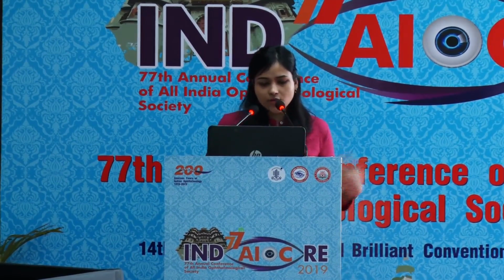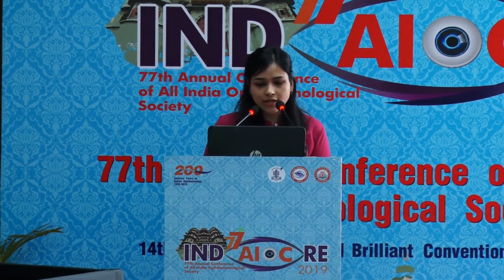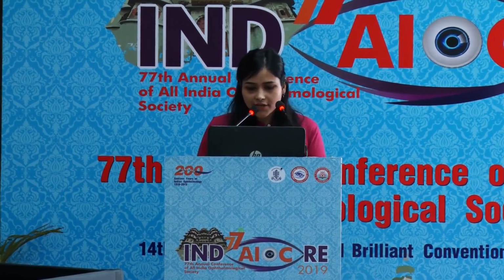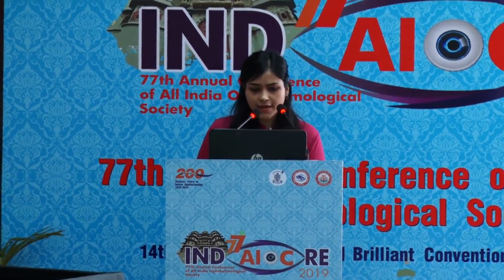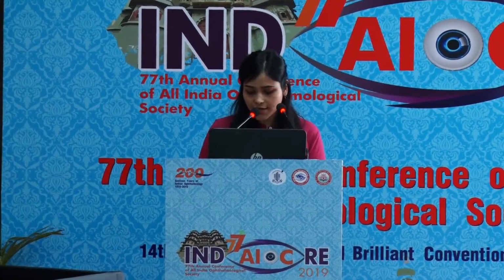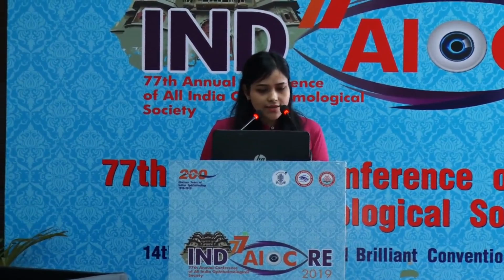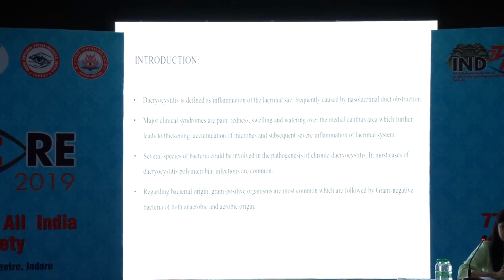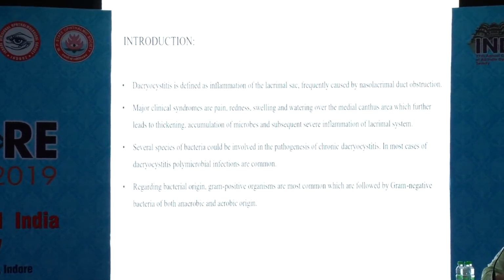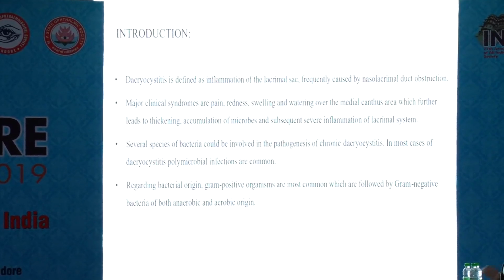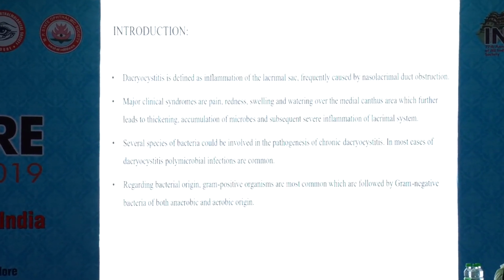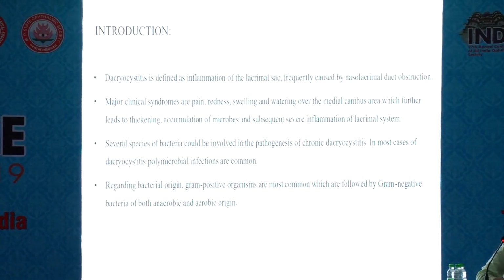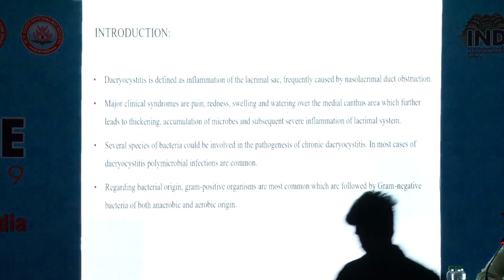I'll be talking about the association between microbiological flora of conjunctiva, inferior nasal meatus and lacrimal sac in patients diagnosed with primary chronic dacryocystitis. As we all know, it is an inflammation of the lacrimal sac and is caused frequently by nasolacrimal duct obstruction, major clinical syndromes being pain, redness, swelling and watering over the medial canthal area, which leads to thickening, accumulation of microbes and subsequent severe inflammation of the lacrimal system. Therefore, it's a sort of a vicious cycle.